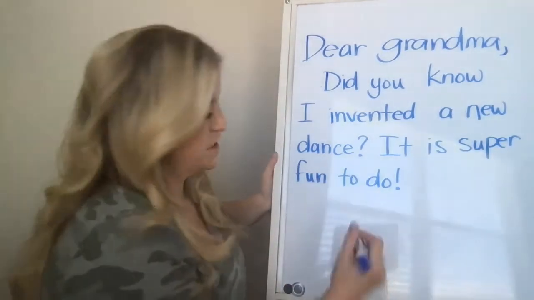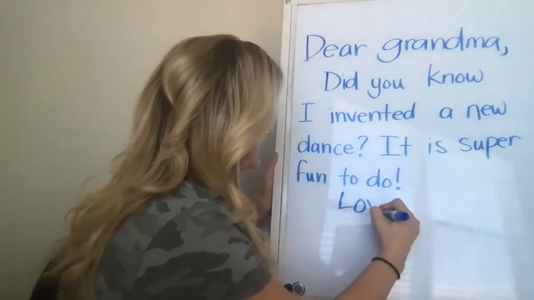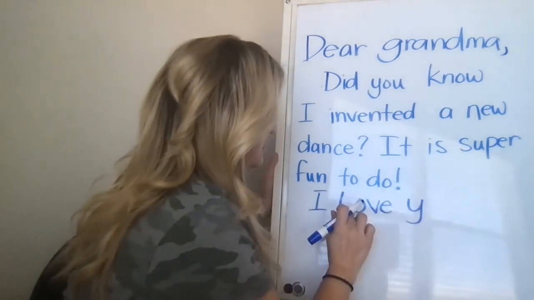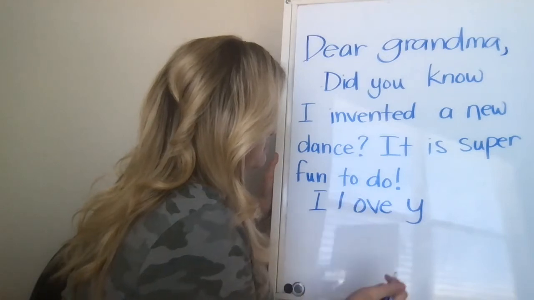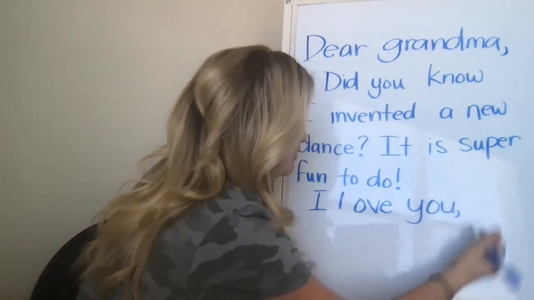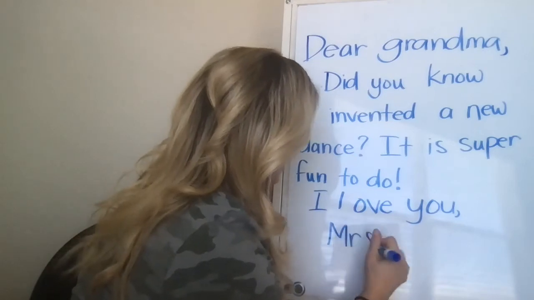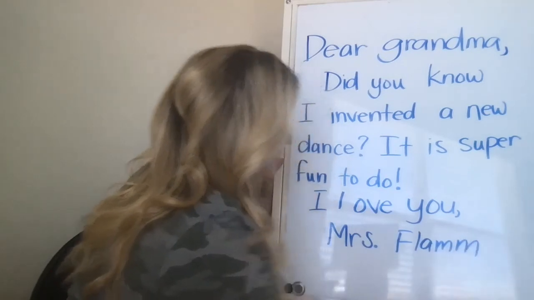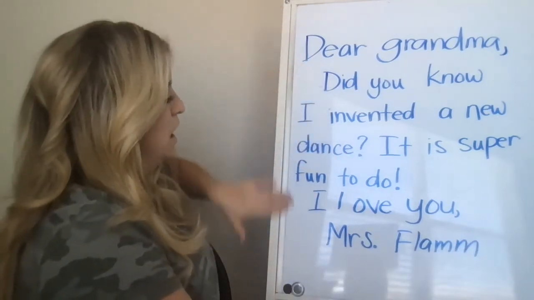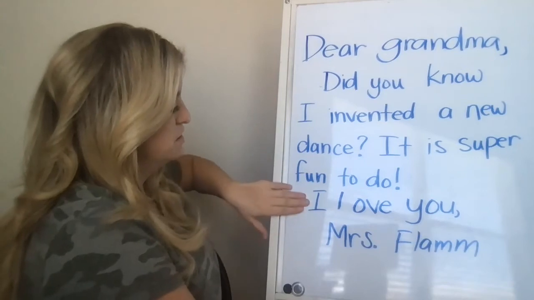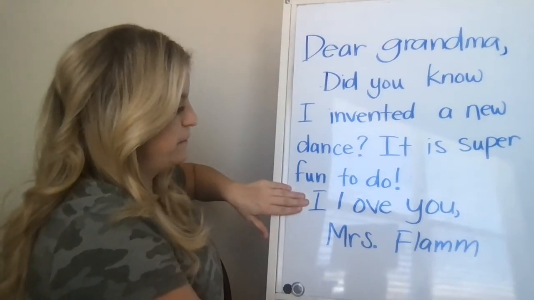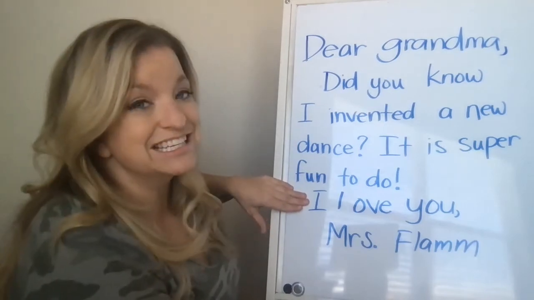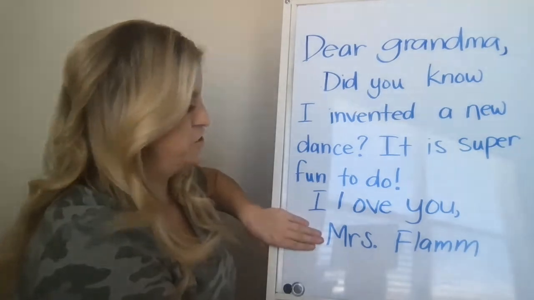Now I'm going to do my closing, which is love. Actually, it's my grandma, so I'm going to put I love, lowercase. See why you should be using pencils. I love you, comma, and then my name. Okay, greeting, body, it's the biggest part. Closing, that's how you wrap it up. I love you, sincerely, thank you, hugs and kisses, love, and then your name.